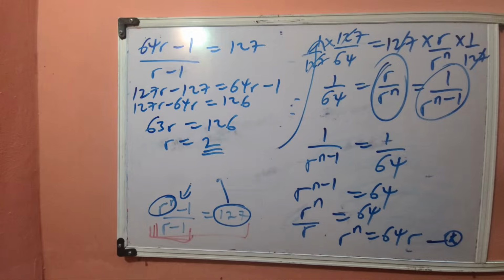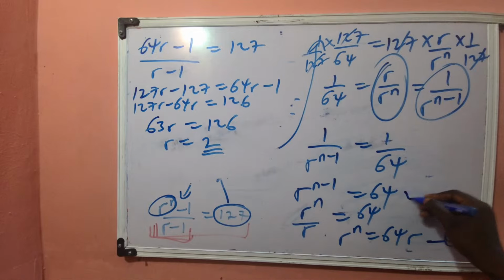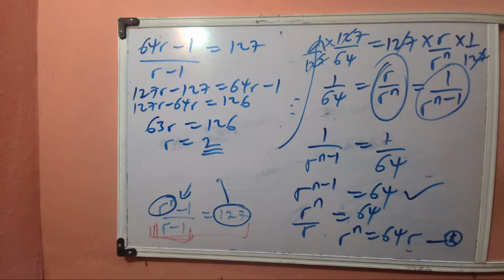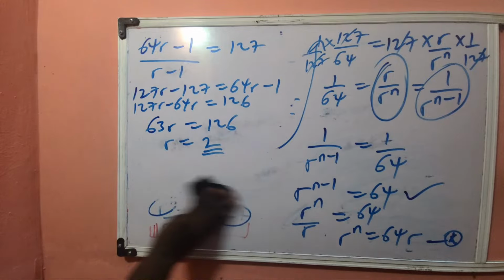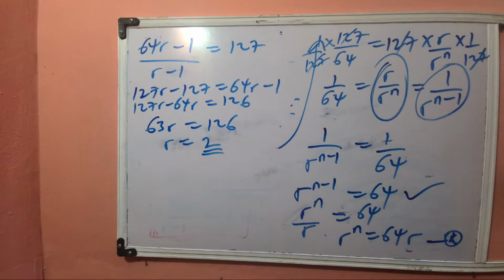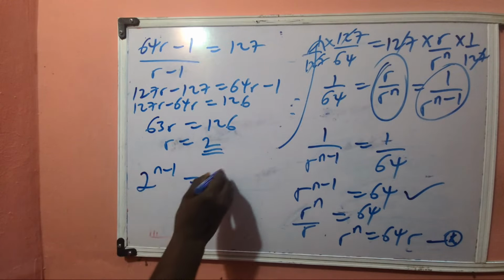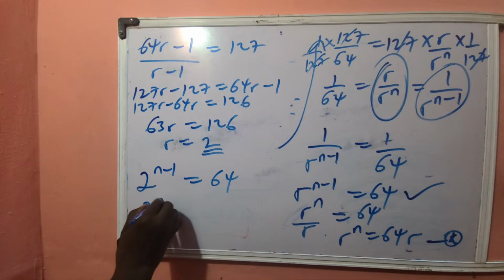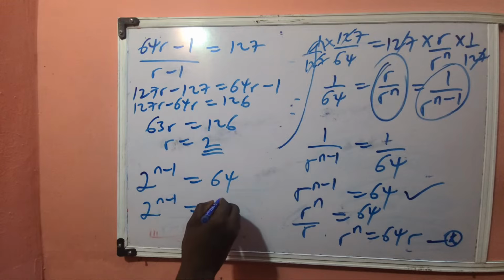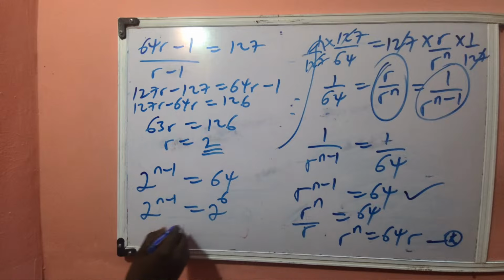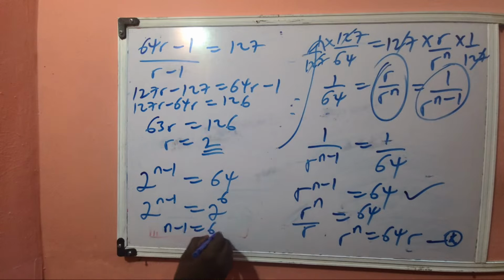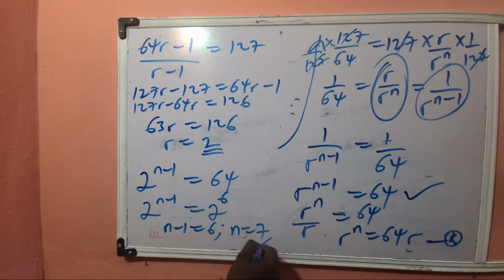All right, looking at what we have here, this particular equation, I was told that r raised to n minus 1 equals 64. So if I fix in my r as 2 there, I'll be able to get my n value. That means I will have 2 raised to power n minus 1 equals 64. 2 raised to power n minus 1 equals 2 raised to power what? 6. So n minus 1 equals 6, n equals 7. All right?